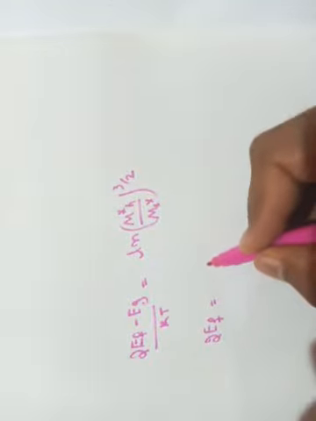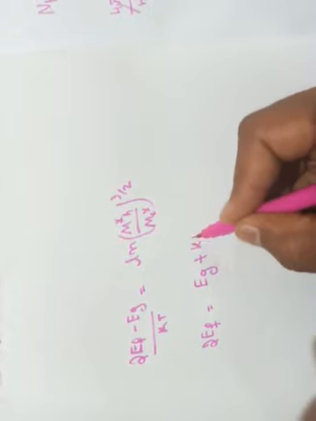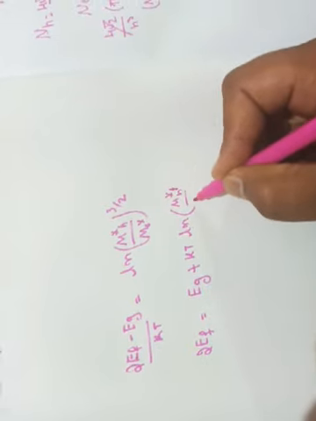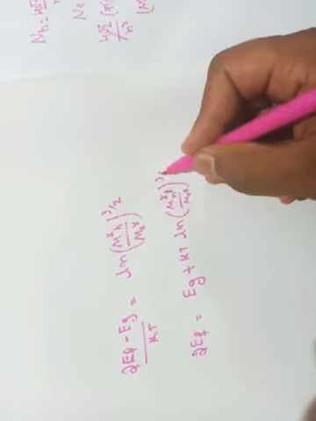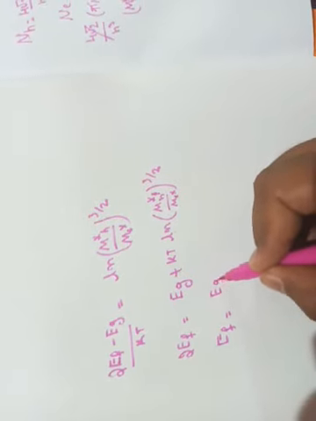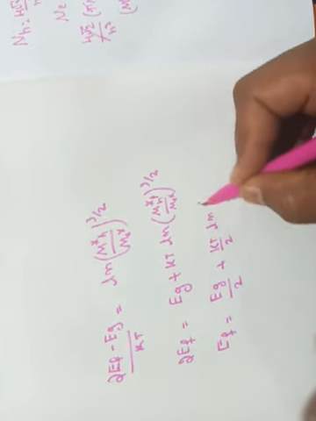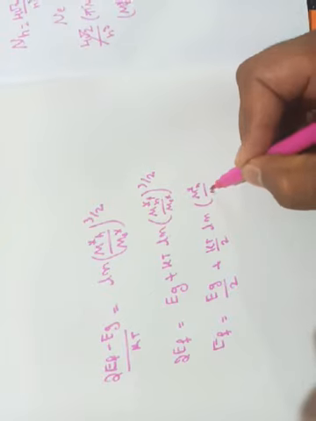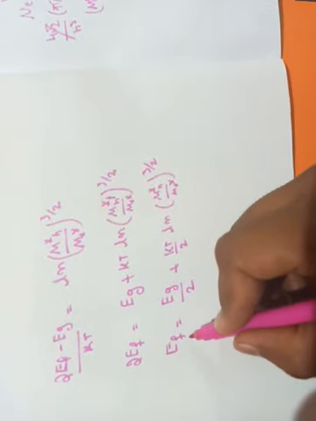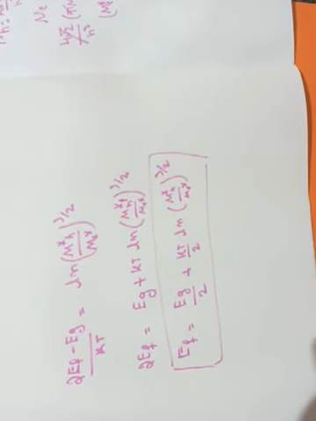Or we can write it like this: 2EF is equal to, taking Eg to the RHS, Eg plus kT ln (m*h/m*e)^(3/2), or EF is equal to Eg/2 plus (kT/2) ln (m*h/m*e)^(3/2). Since we are finding the expression for Fermi energy, this is the final expression for Fermi energy.